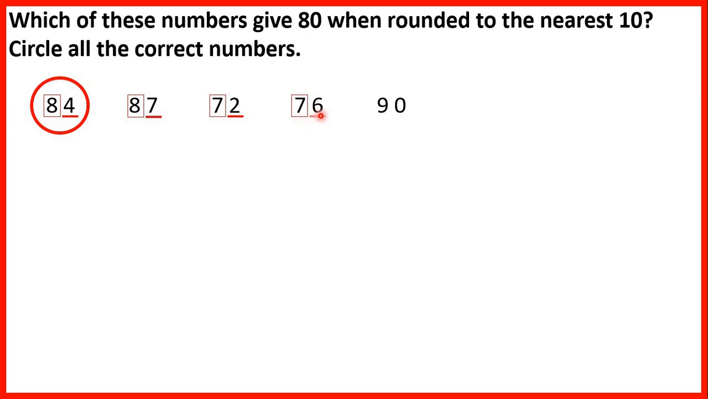And for 76, because we have 5 or more, because we have 6 in our ones, we know that we're rounding up. So that means this 7 in our tens will become an 8 because we're rounding up. So 76 will round to 80. 76 is closer to 80 than it is to 70. And then 90 will just round to 90, not to 80. So our numbers are 84 and 76.